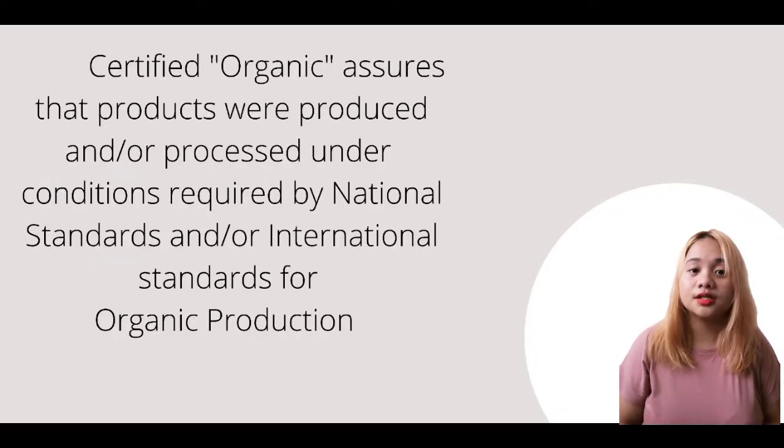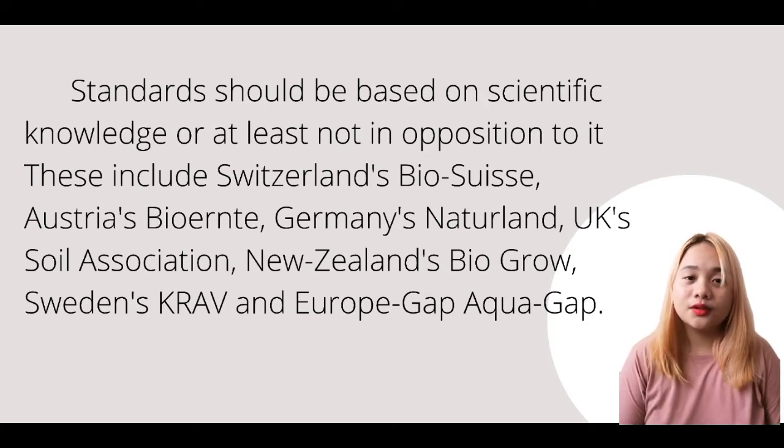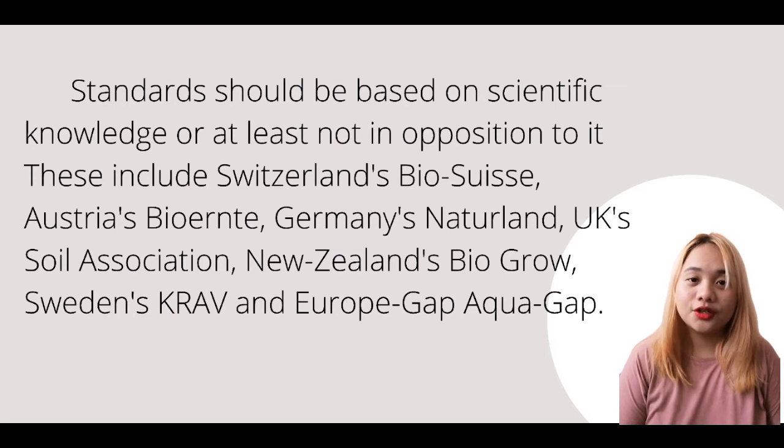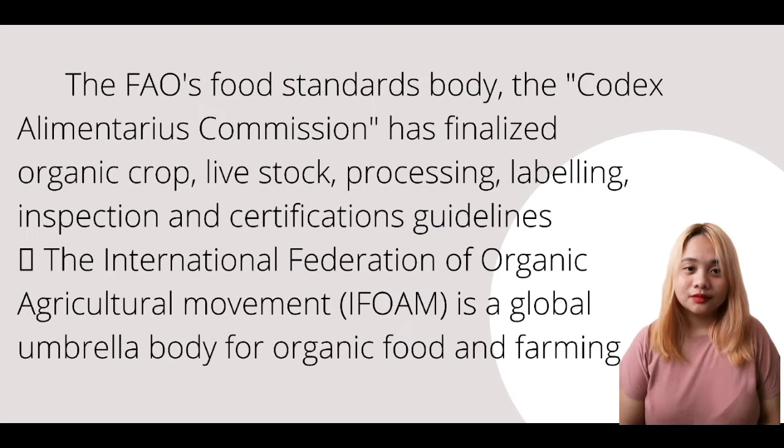Organic certification and standards. Certified organic assures that products were produced and/or processed under conditions required by national and/or international standards for organic production. Standards should be based on scientific knowledge or at least not in opposition to it. This includes Switzerland's BioSuisse, Austria's Bayern, Germany's Naturland, UK Soil Association, New Zealand's BioGro, Sweden's KRAV, and Europe's GAP AquaGAP. The FAO's food standard body, the Codex Alimentarius Commission, has finalized organic crops, livestock, processing, labeling, inspection, and certification guidelines. The International Federation of Organic Agriculture Movements is a global umbrella for organic food and farming.